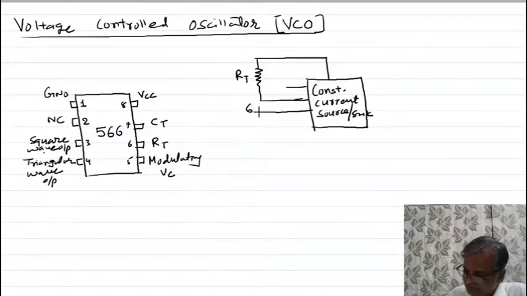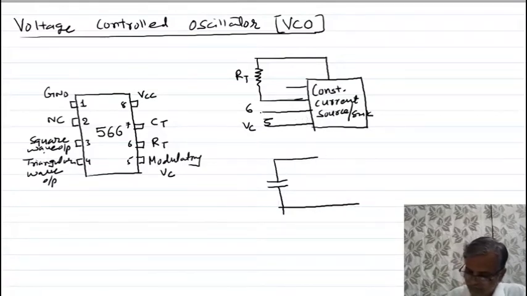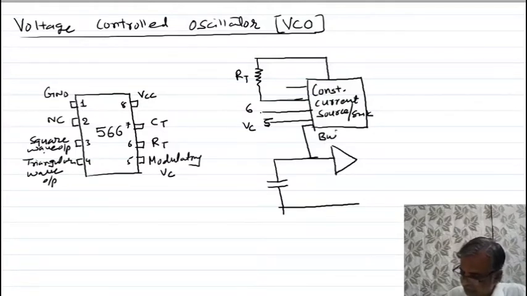This is pin number 6. Yes, this is pin number 5, that is for the VC. Here I am showing you the timing capacitor. This is a buffer, you can say.